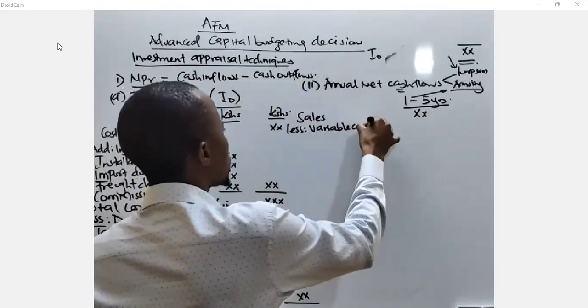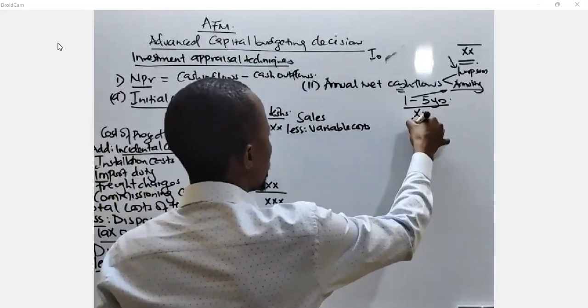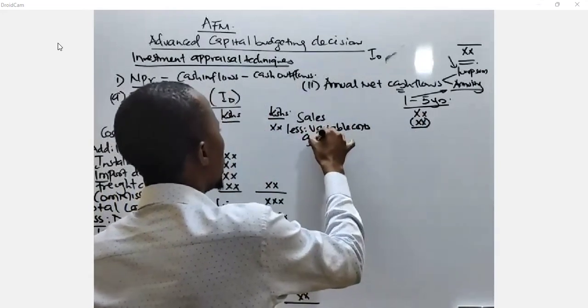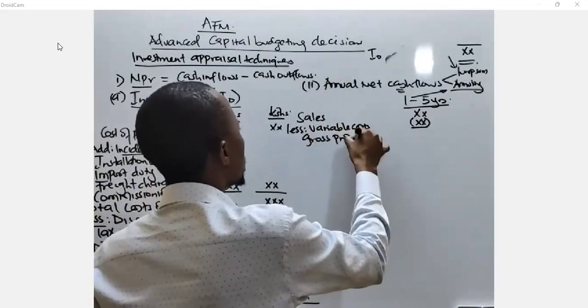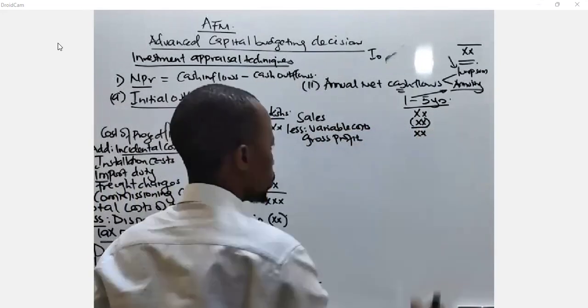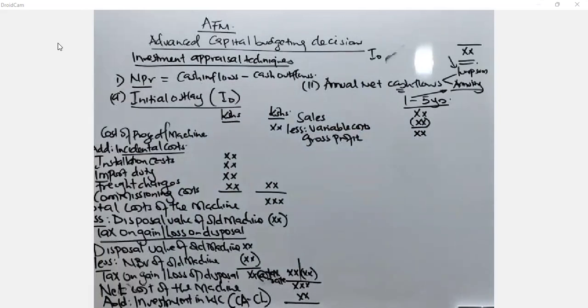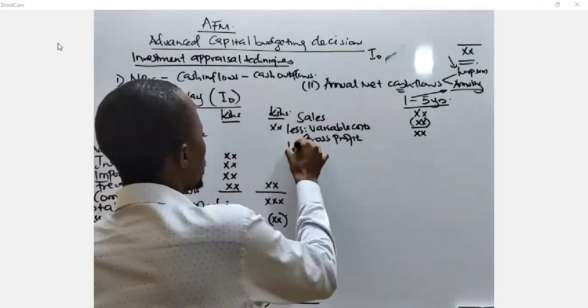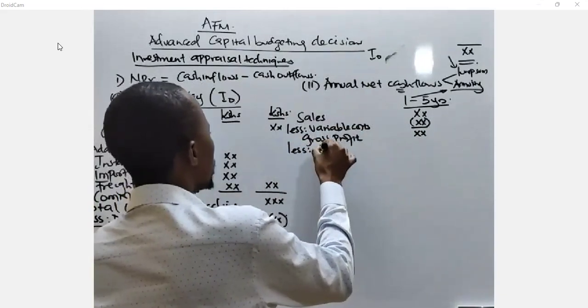Variable costs, we put them here. What are we getting here? We are getting our gross profit. Then after you get the gross profit, which you can also call the contribution, what do you deduct? You deduct your fixed costs.